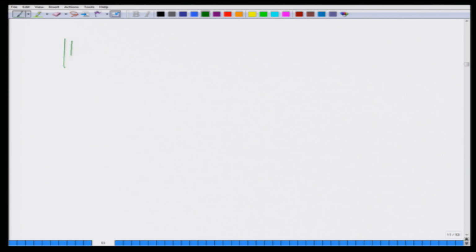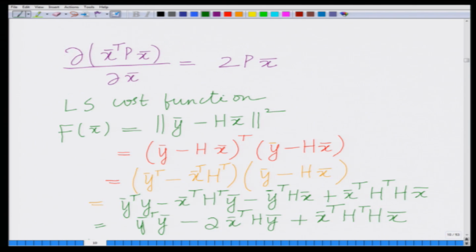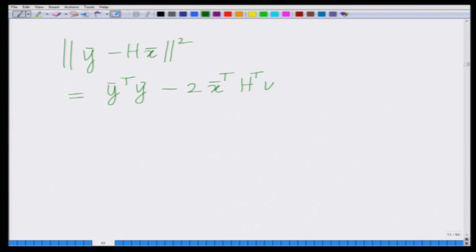Therefore, I can write the norm squared of y bar minus H x bar as y bar transpose y bar minus twice x bar transpose H transpose y bar plus simply x bar transpose H transpose H x bar. Now, of course, this is my f of x bar.